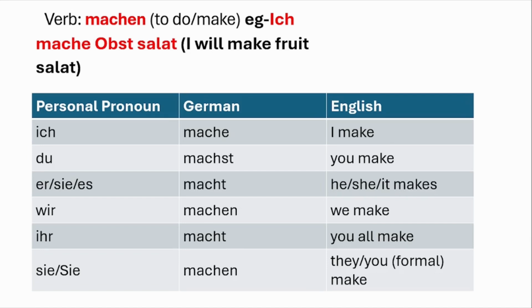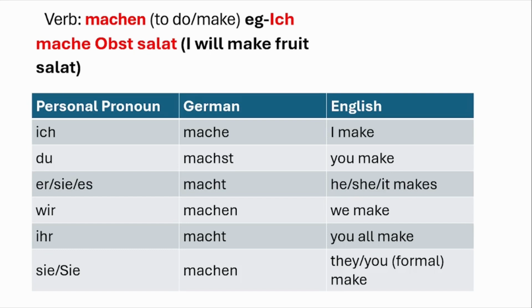Let's go with the verb machen, meaning to do or make. Ich mache, I make. Du machst, you make. Er, sie, es macht, he, she, it makes. Here let's look at the English column. In the first line it is I make. In the third line it is he, she, it makes. Similarly in German. Wir machen, we make. Ihr macht, you all make. Sie machen, they or you make.